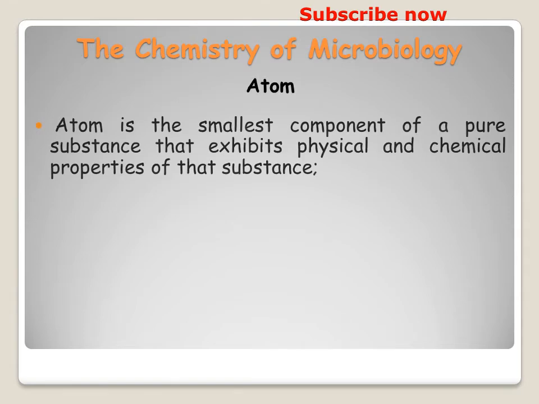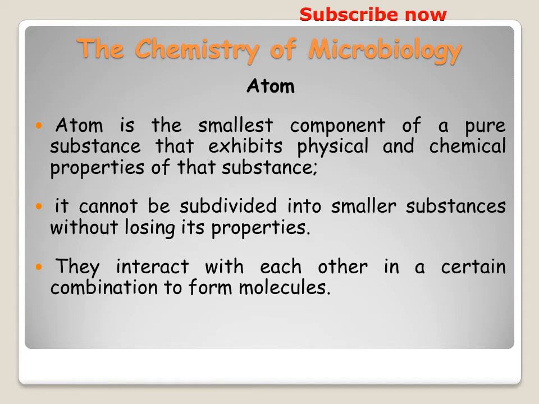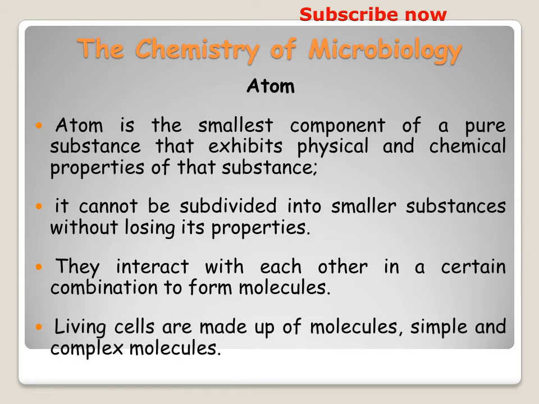Atom. Atom is the smallest component of a pure substance that exhibits physical and chemical properties of that substance. It cannot be divided into smaller substances without losing its properties. They interact with each other in a certain combination to form molecules. Living cells are made up of molecules, simple and complex molecules, that is.